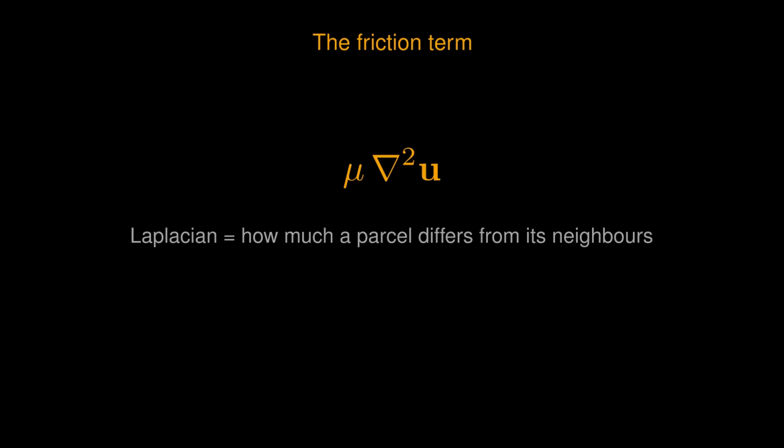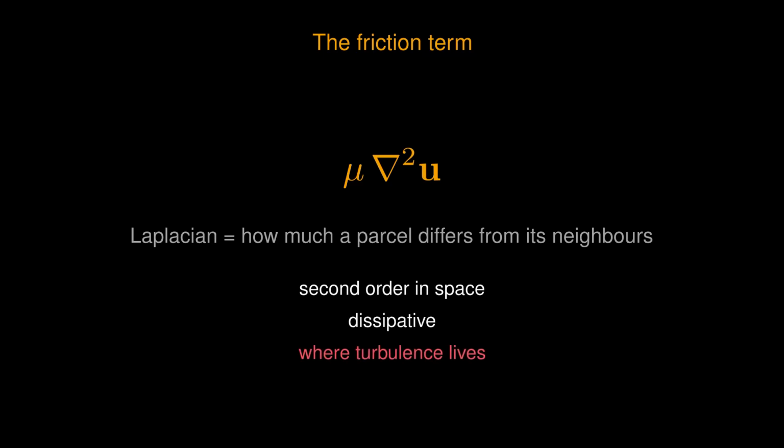The Laplacian measures how much a parcel's velocity differs from its neighbors, so mu times it is the drag of the surrounding fluid, smoothing out differences. It's also the most expensive term, second order in space, dissipative, and the place the tangled, turbulent behavior comes from. So let's set the viscosity to 0 and see what survives.